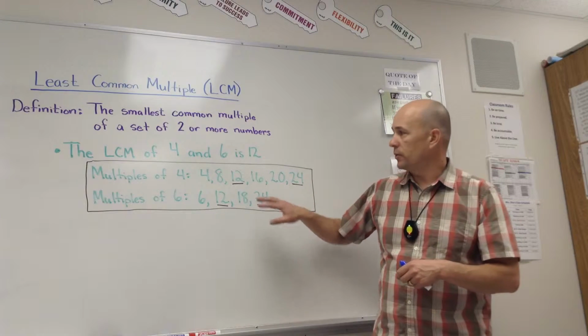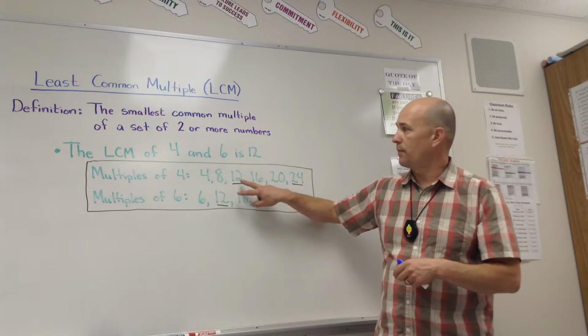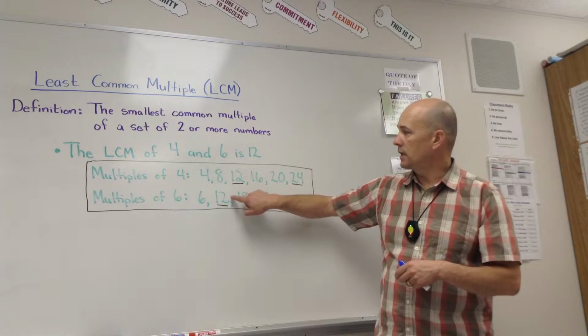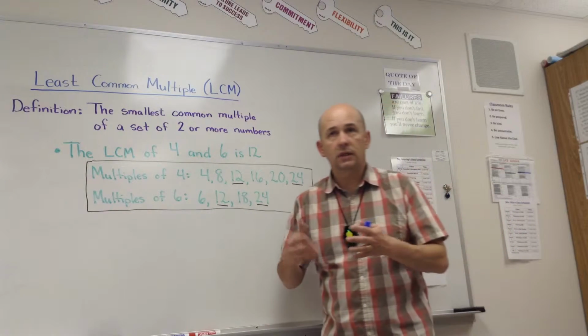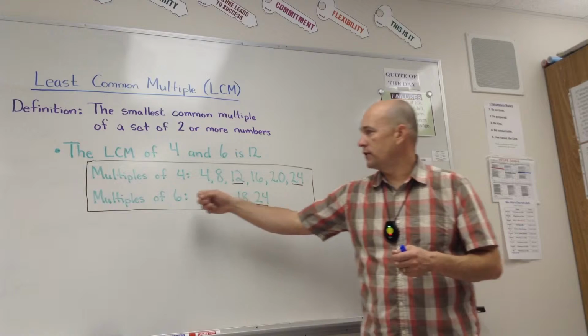The least common multiple is the smallest number that shows up in both sets of multiples. In this case, it's 12, because 4 times 3 is 12, and 6 times 2 is 12.